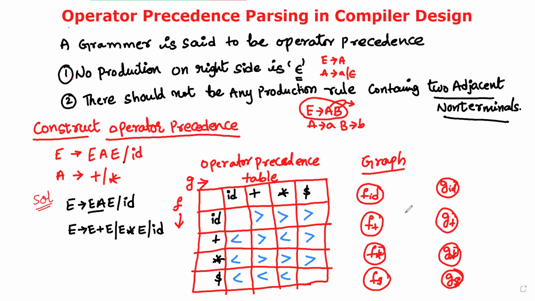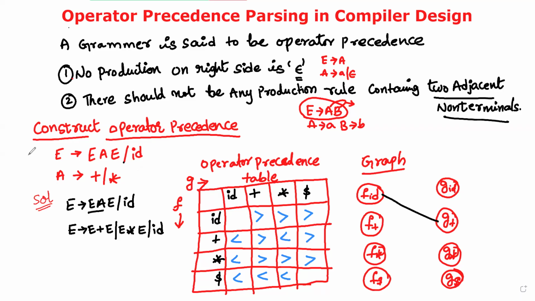So now we are going to construct the operator precedence graph. Till now we constructed the operator precedence table. Now we talk about the graph. Remember, when you compare f of id with g of id, and f of id with g plus, there is a link between f of id and g plus.